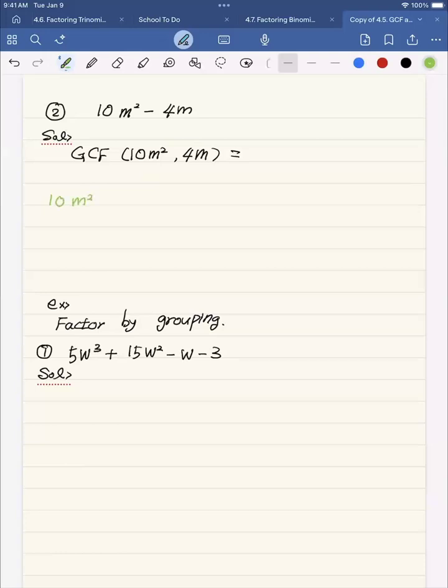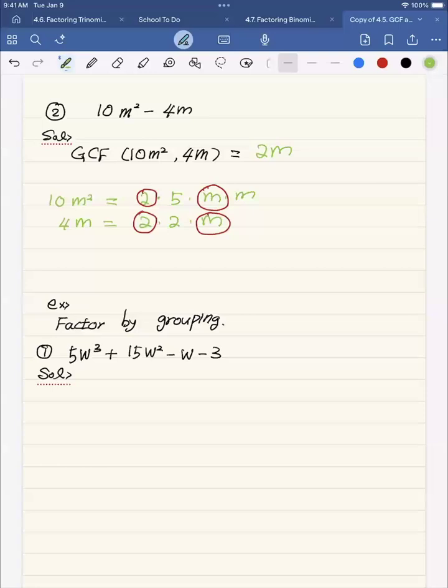Let's decompose 10m squared, then that's 2 times 5 times m times m. And then we have 4m, then that's 2 times 2 times m. So we circle the common factor. Here 2 appears in both, and m appears in both. There is no other common factor. So GCF is 2m.